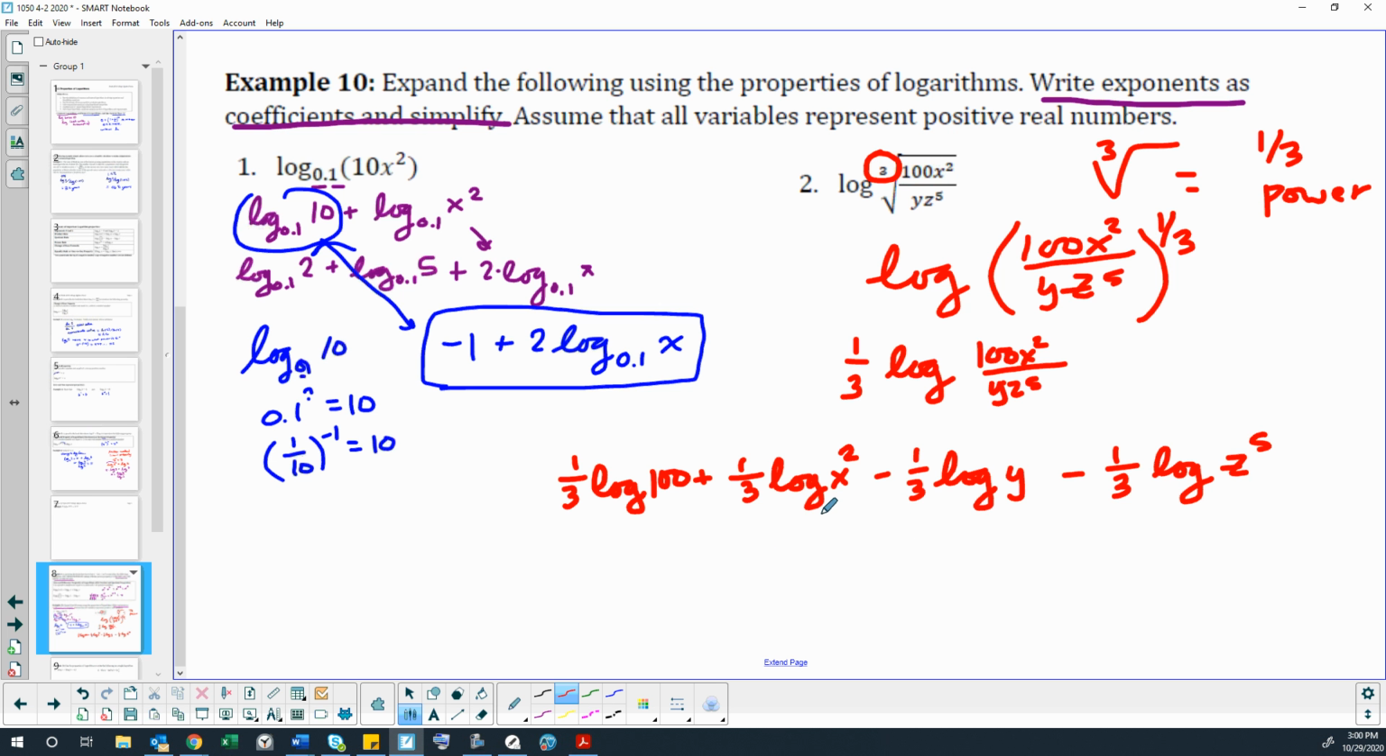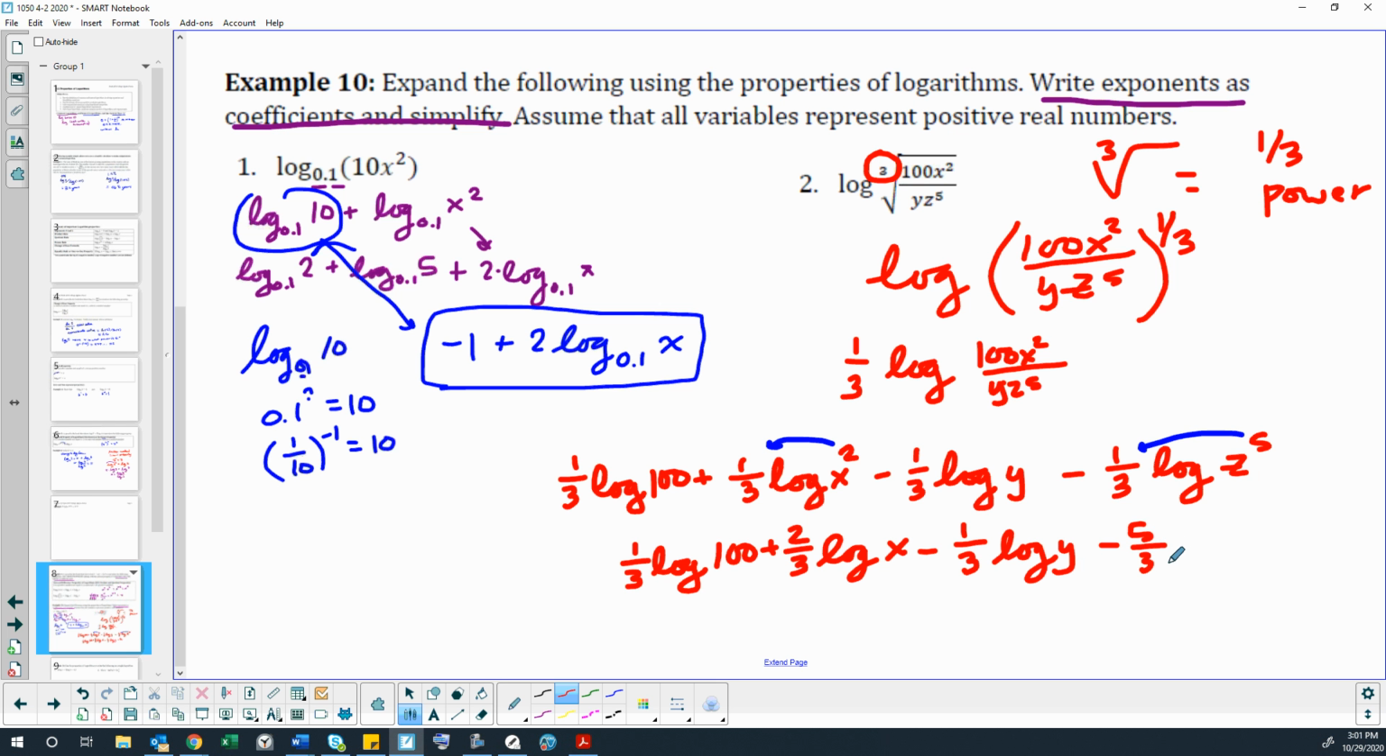Alright, now we need to simplify a few other things by moving these other exponents to the front. We're just going to multiply those with the 1/3 that's already there. So that will give us 1/3 log 100 plus 2/3 log x minus 1/3 log y, and then minus 5/3 log z. That could be considered done.